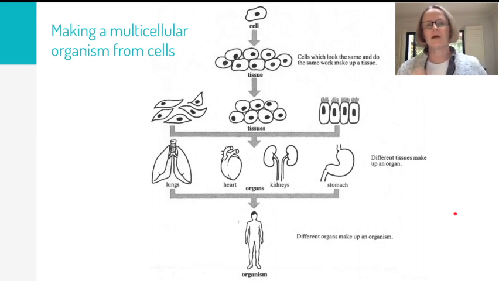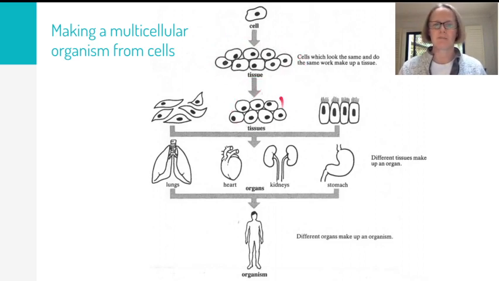So let's have a look how one single cell can actually join together with lots of other cells to make something as complicated as a human. So you see at the top of this diagram, we have one single cell. When you have cells that are all doing the same job and they all look very similar and they all work together, they're called a tissue. And we have lots of different types of tissue in our body.